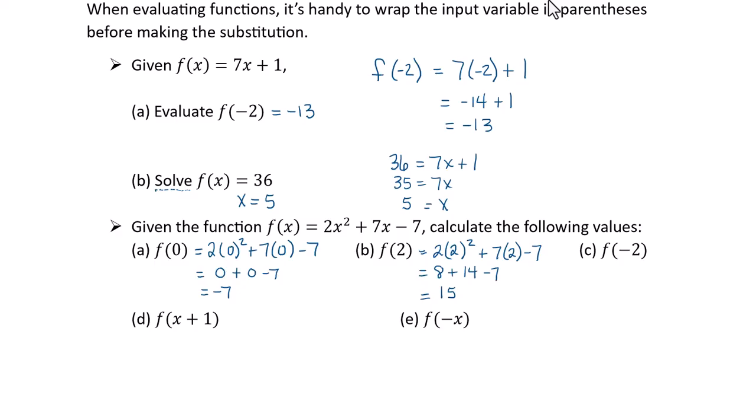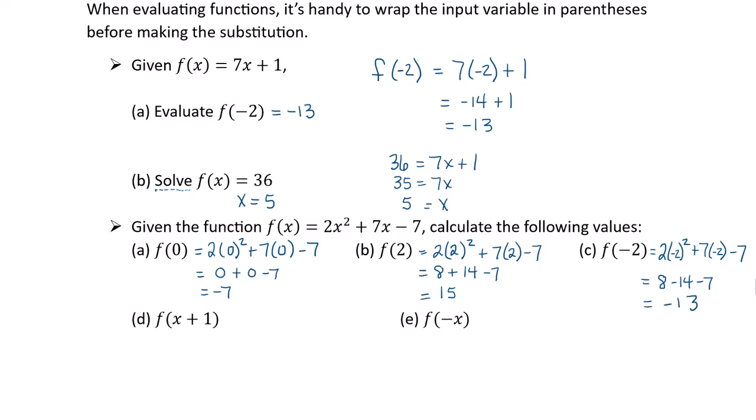Now I have f of negative 2. So again, we'll write our template from the function. It's 2 times some input squared plus 7 times some input minus 7. And my input is negative 2. Then we simplify. Negative 2 squared is 4 times 2 is 8 plus 7 times negative 2 is negative 14 minus 7. So I have 8 minus 14 minus 7 is negative 13.